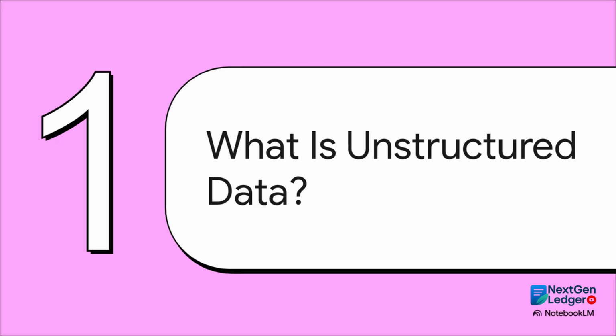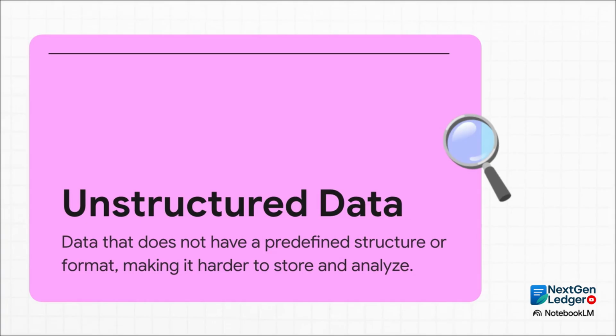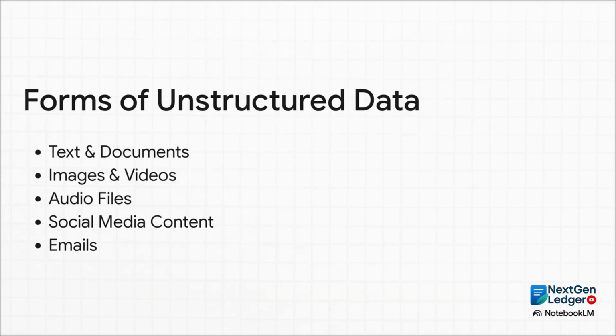All right, so we get it. It's messy. But what does that actually mean, in technical terms? Let's dig into a more official definition. Simply put, unstructured data is just all the stuff that doesn't fit neatly into a traditional database. It has no predefined format, and that's what makes it a real challenge to search through and analyze using the old-school methods. And believe me, this kind of data is absolutely everywhere.